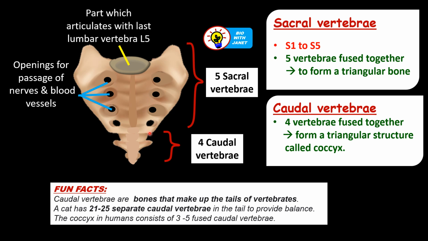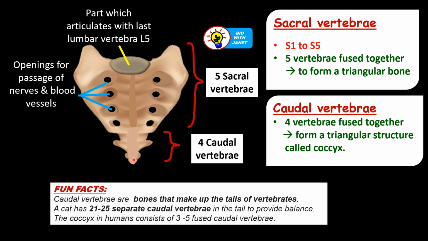For human beings, the caudal vertebrae do not really serve any important function. The caudal vertebrae are bones that make up the tails of vertebrates. Now this is a fun fact. For animals that have tails, such as the cat, a cat has about 21 to 25 separate caudal vertebrae in the tail. So the tail has bones, which are called the caudal vertebrae. And this tail helps to provide balance to the cat.